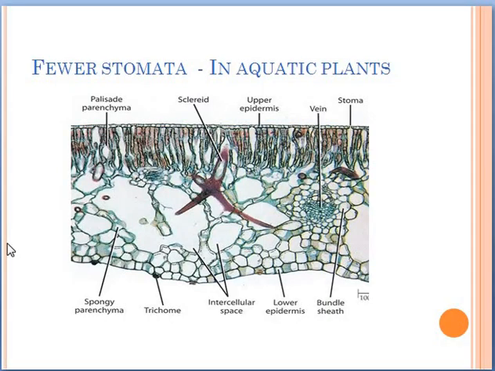The next one, some of the plants possess fewer stomata. Fewer stomata means the stomata number would be comparatively very less. This is an aquatic plant's internal section. Aquatic plant, like this is the internal section of a lotus leaf. So in this lotus leaf or in an aquatic leaf, you can see in the lower surface there is no stomata. Lower epidermis there is no stomata. In upper epidermis there are some stomata.